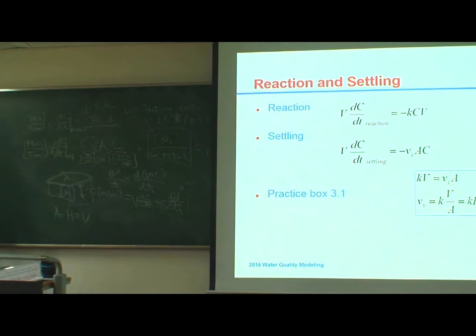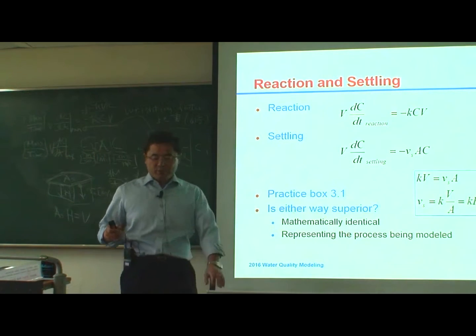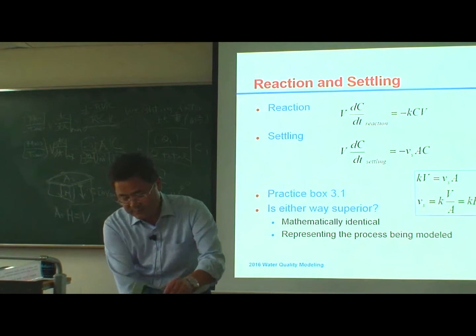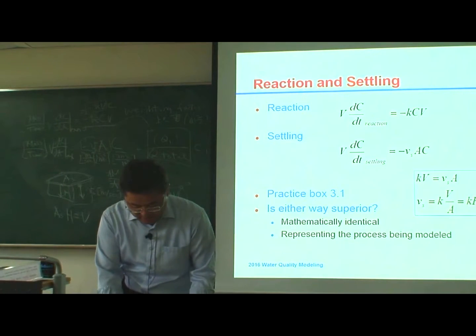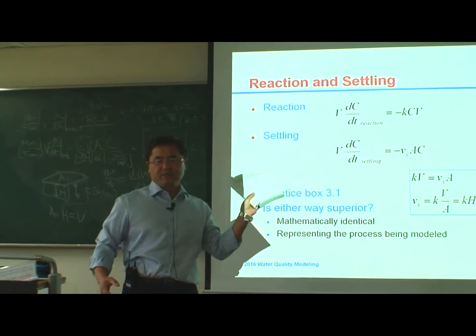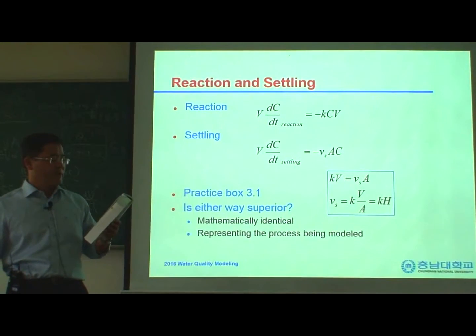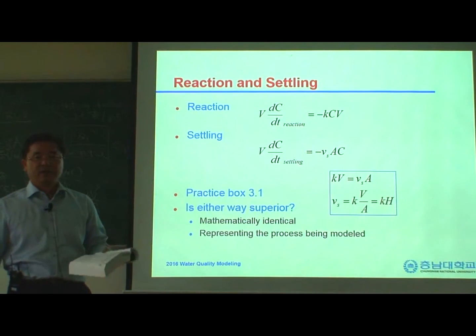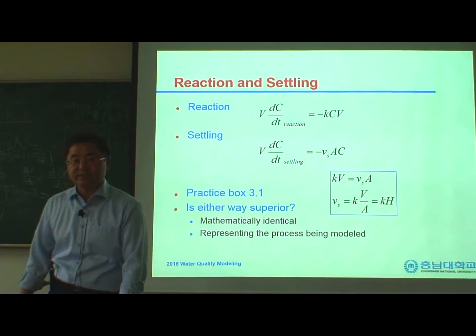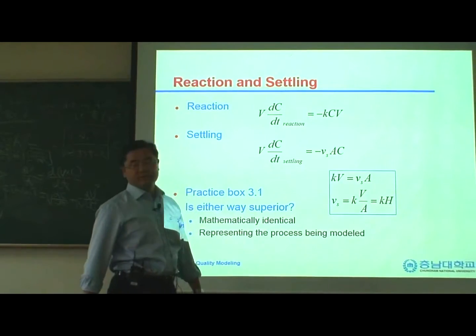Alright? Practice box number 3.1. Let's go back to our textbook. In Chapra's box, there are a lot of good stuff. Page 51. We have box 3.1, Parameterization. Okay? So it talks about your reaction and settling velocity.